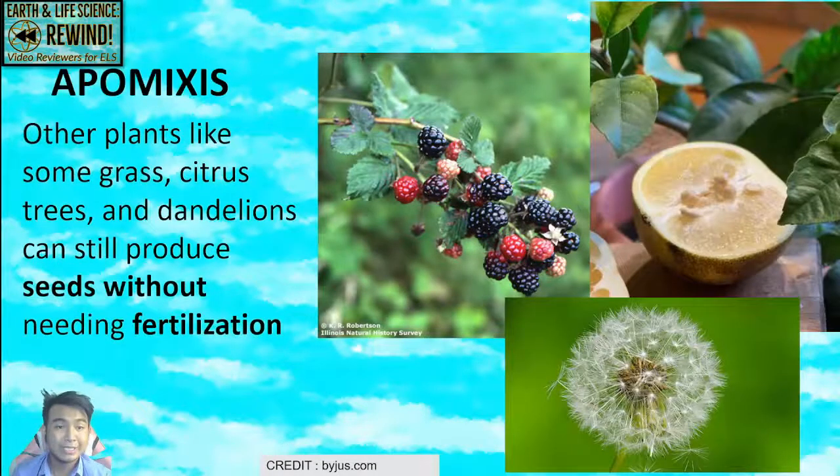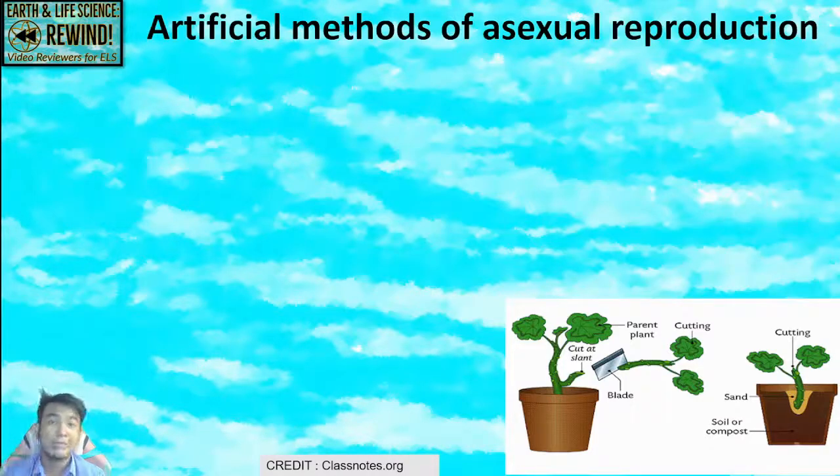And apomixis is a kind of fertilization that can be done without gametes of another parent. Just one plant is enough to fertilize itself. It can produce seeds without needing fertilization from another parent. Asexual reproduction can be done artificially.